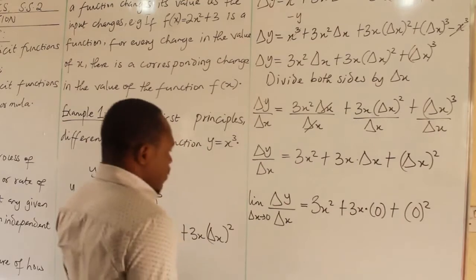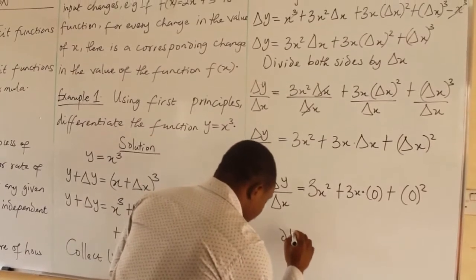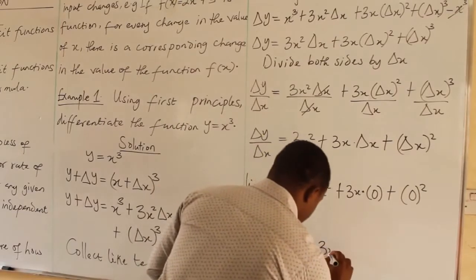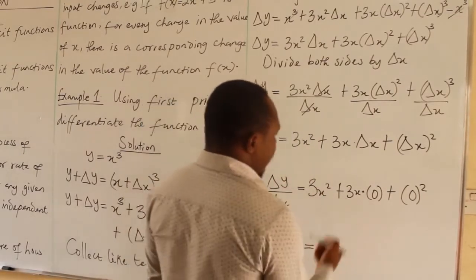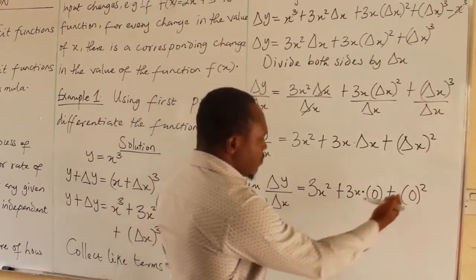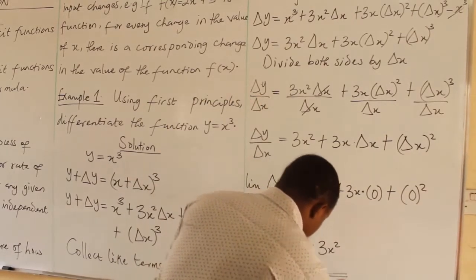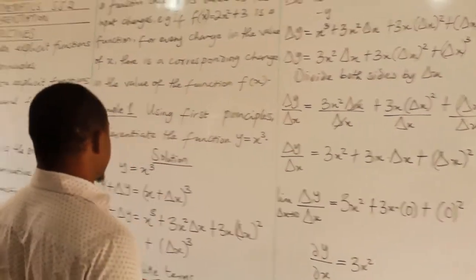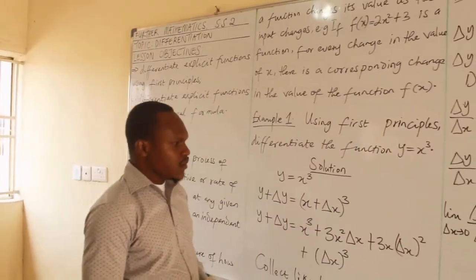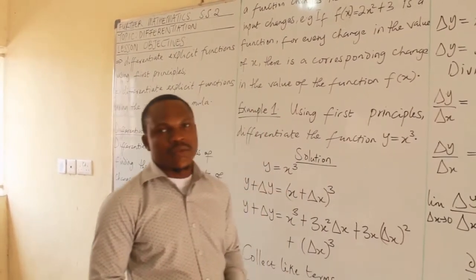So it means that the limiting value of delta y by delta x, as delta x tends to 0, becomes dy over dx, which is 3x squared. Because 3x multiplied by 0 gives us 0, and 0 squared gives us 0. So 3x squared plus 0 gives us 3x squared. This is the derivative of the function y is equal to x raised to the power of 3. Okay? Just a soft reminder, and we'll move on to the next example, example 2.